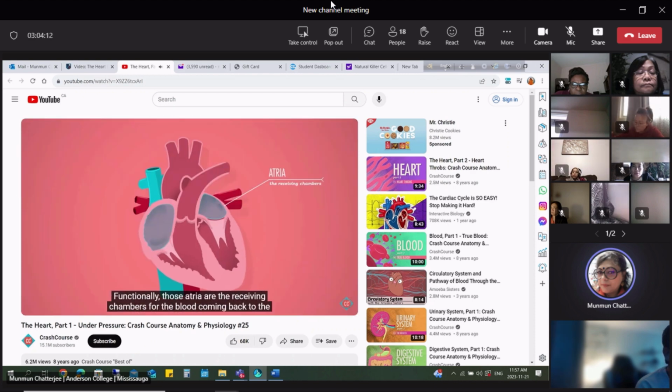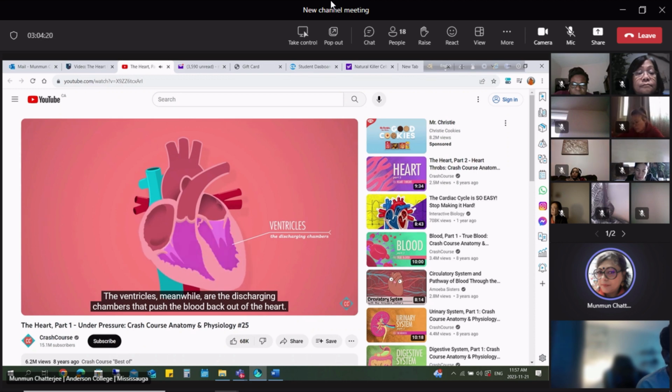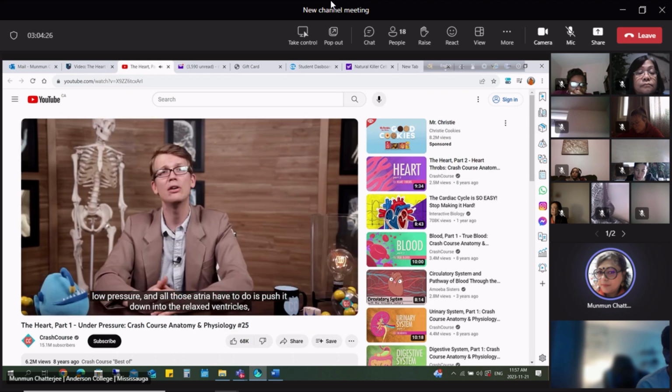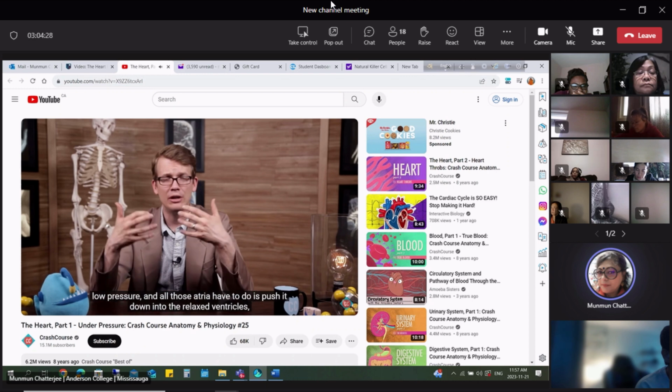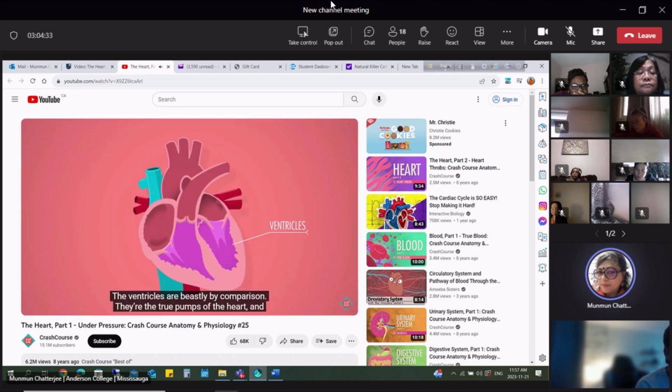Functionally, those atria are the receiving chambers for the blood coming back to the heart after circulating through the body. The ventricles, meanwhile, are the discharging chambers that push the blood back out of the heart. As a result, the atria are pretty thin-walled because the blood flows back into the heart under low pressure, and all those atria have to do is push it down into the relaxed ventricles, which doesn't take a whole lot of effort. The ventricles are beastly by comparison.